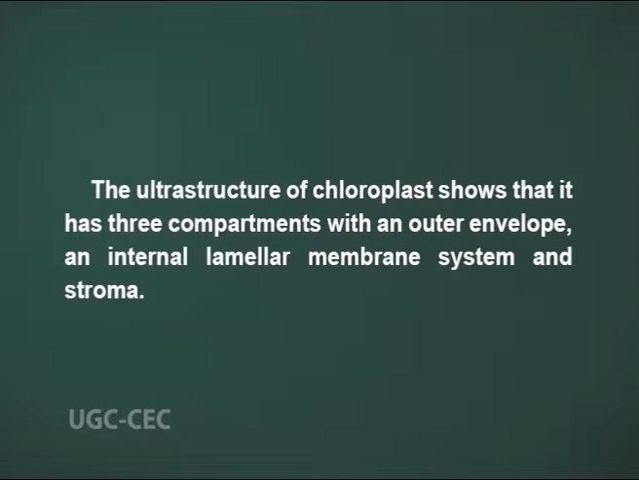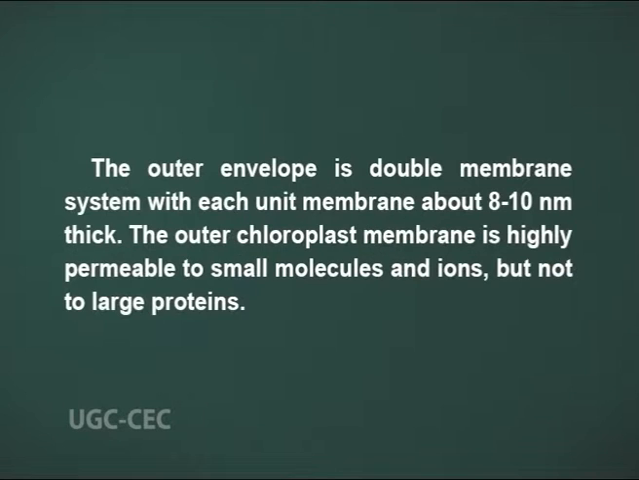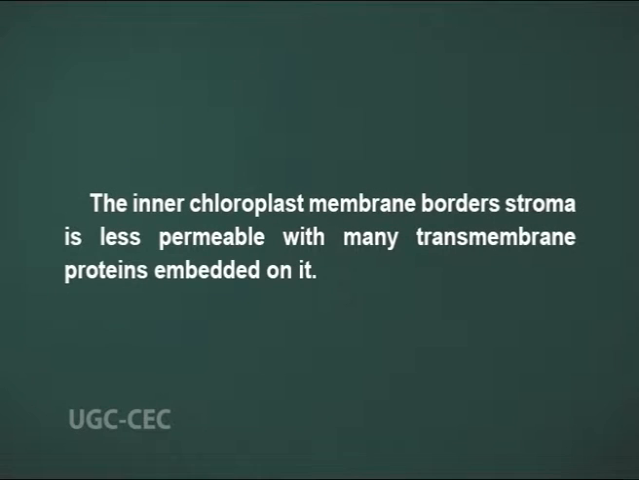The ultrastructure of chloroplast shows that it has 3 compartments: an outer envelope, an internal lamellar membrane system and stroma. The outer envelope is a double membrane system with each unit membrane about 8 to 10 nanometer thick. The outer chloroplast membrane is highly permeable to small molecules and ions, but not to large proteins. The inner chloroplast membrane borders stroma and is less permeable with many transmembrane proteins embedded in it.